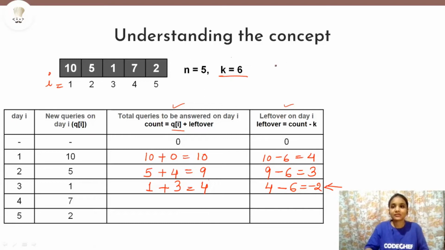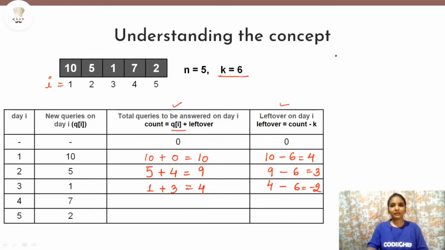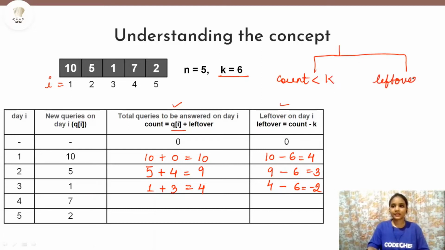So that means what will be our check? So you can perform any one of the following checks here. Both mean the same thing, it's just a way of saying it differently. So if your count is less than k or leftover is less than 0. So you can choose any one of the following and perform that check. And if any of these two comes out to be true, then that means that we have got our answer.